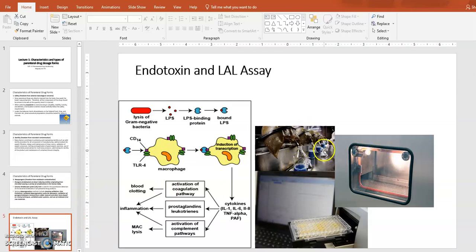LAL, how it's collected from horseshoe crab, and then this is the LAL assay, the color-based quantification assay. And then what is this? It's an oven that can heat the pyrogen, the toxin, to a very high temperature, like 650 degrees, in just a few minutes, 1 or 2 minutes will be good. So we'll talk about depyrogenation methods, different kinds later on. So understand, baking is one method of depyrogenation.